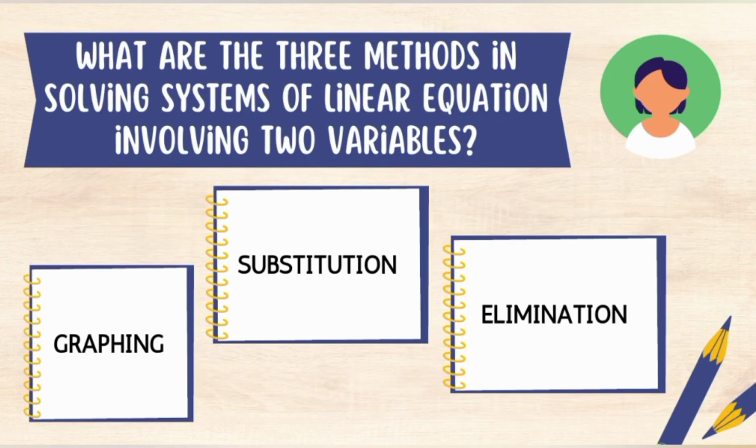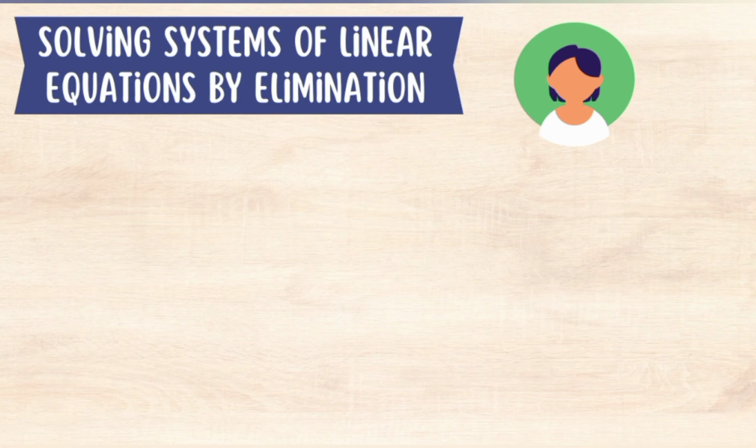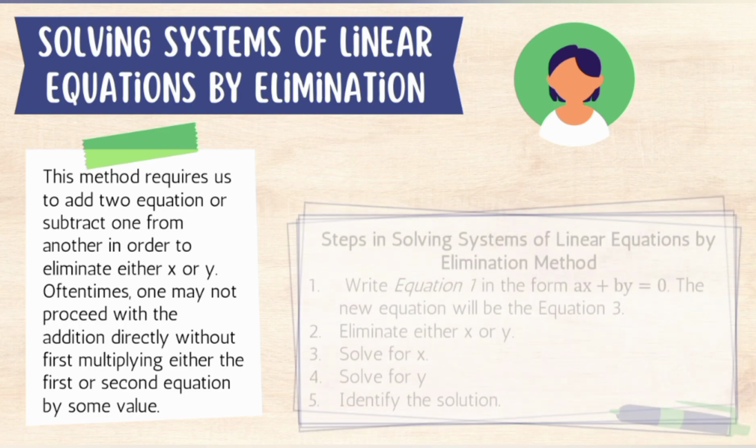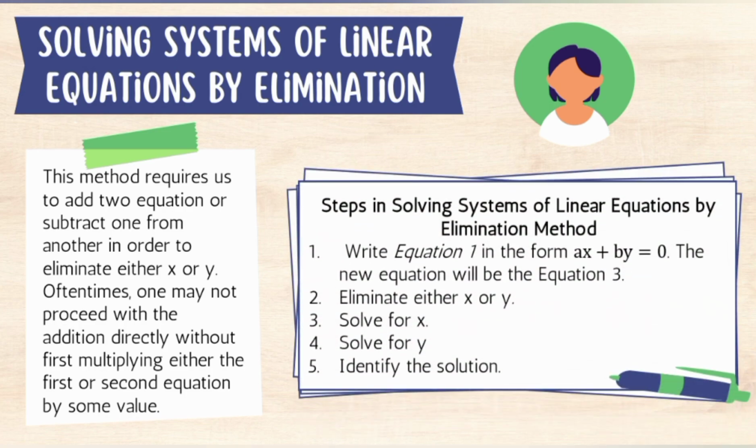And lastly, the elimination method. In solving systems of linear equations by elimination, this method requires us to add two equations or subtract them from one another in order to eliminate either x or y. Oftentimes, one may not proceed with the addition directly without first multiplying either the first or the second equation by some value. So, we have here the steps in solving systems of linear equations by the elimination method.